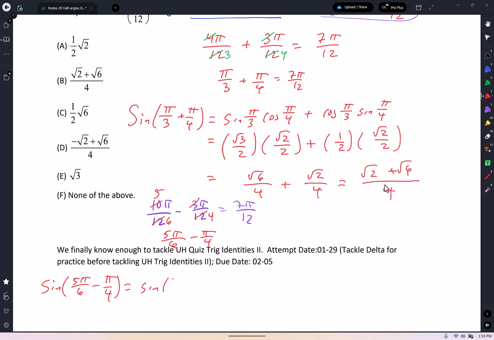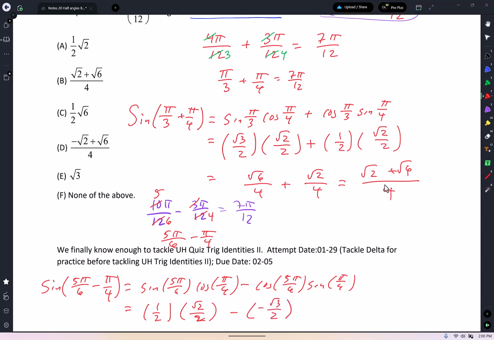Yes. Look. Sine 5 pi over 6 cosine pi over 4 minus cosine 5 pi over 6 sine pi over 4. Hopefully you're going to be like, wow. Sine of 5 pi over 6, sine is a y value, that's a positive 1/2. Cosine pi over 4, square root of 2 over 2. Minus cosine of 5 pi over 6, negative square root of 3 over 2. Negative times a negative is a positive, guys. And then sine of pi over 4, square root of 2 over 2.